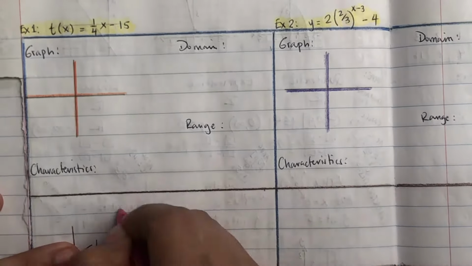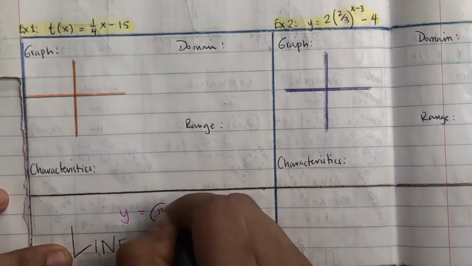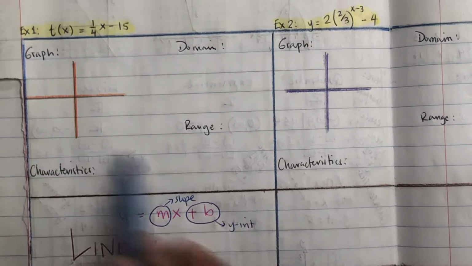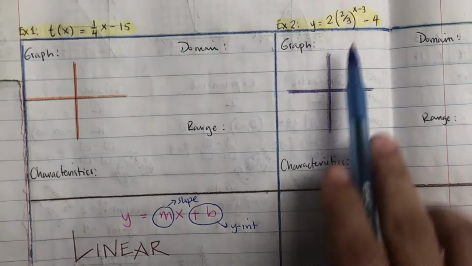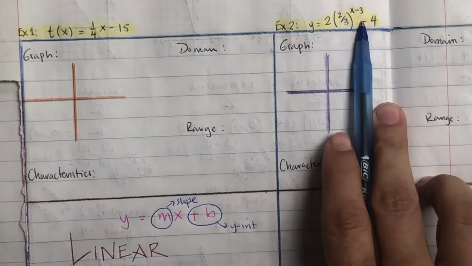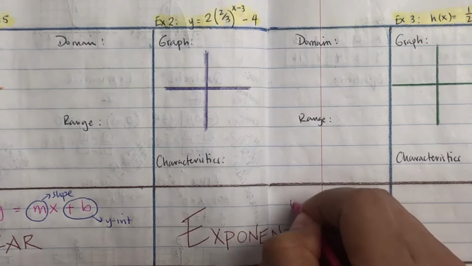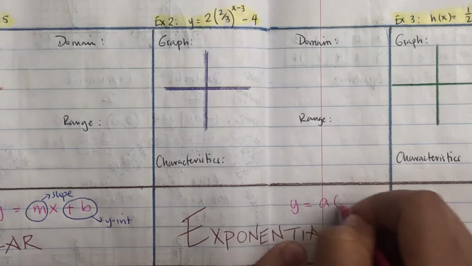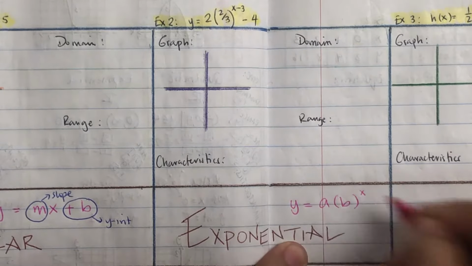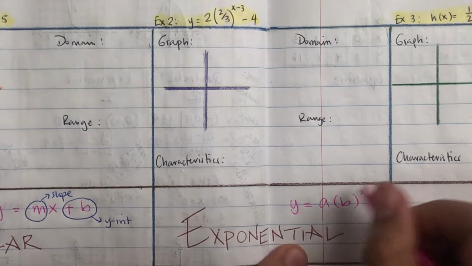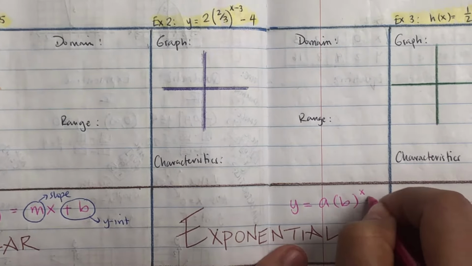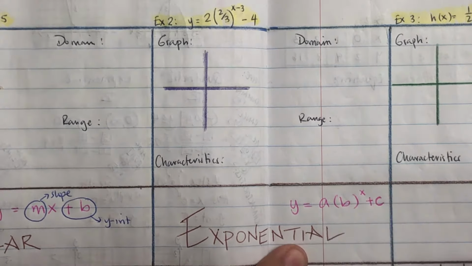The equation for linear is y equals mx plus b, where m is your slope and b is your y-intercept. This one is exponential because it's raised to the power. The equation for exponential looks like y equals a times b raised to the x, and sometimes they even have a number out there, so let me call it plus c.